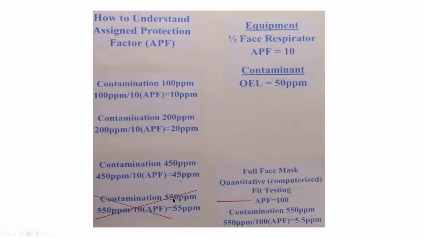The last example here, contamination is 550 parts per million, or particles per million. 550 divided by assigned protection factor of 10, we may be exposed up to 55 particles per million, which is above 50, which is the occupational exposure limit for that contaminant. That means we cannot use a half face respirator.